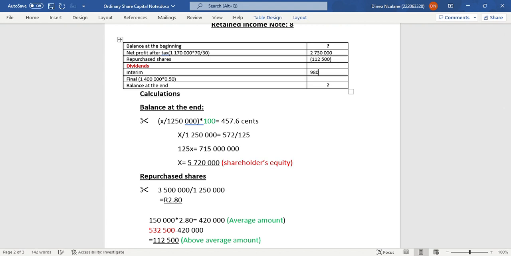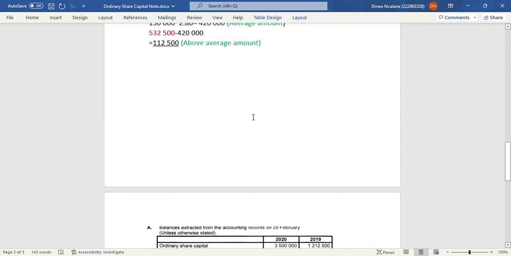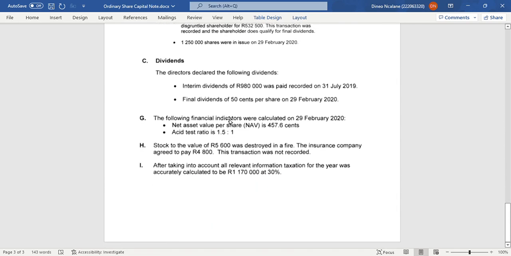So we have 980,000, which is our interim dividend. Then as for the final dividend, since we have two dividends, it says here final dividend of 50 cents per share on 29 February.